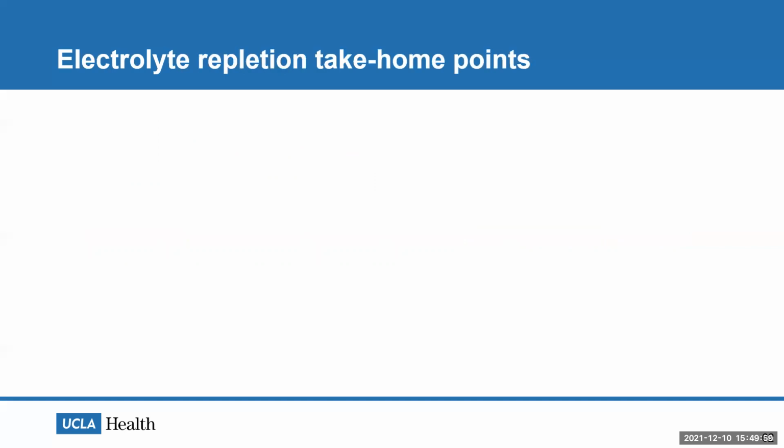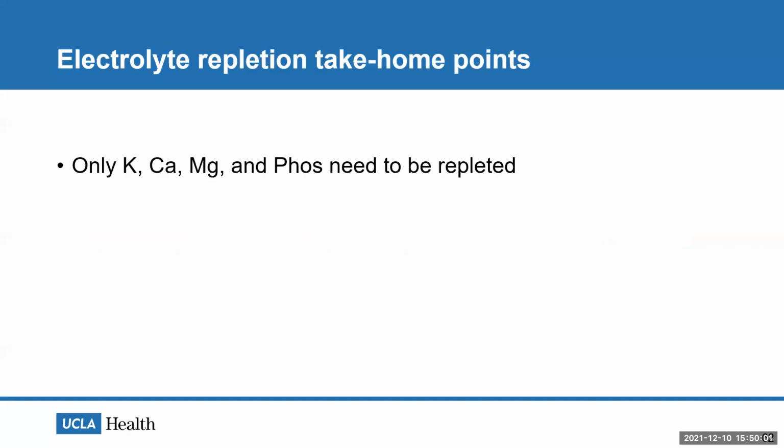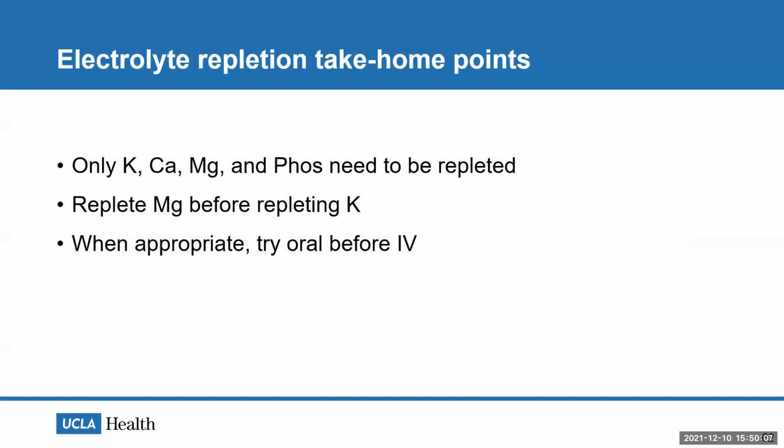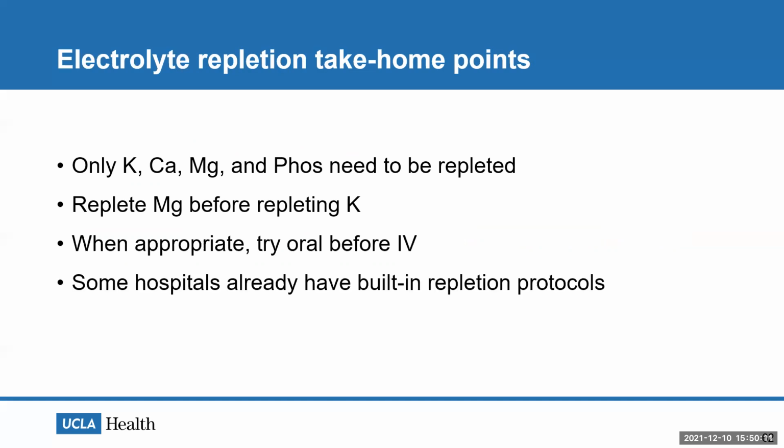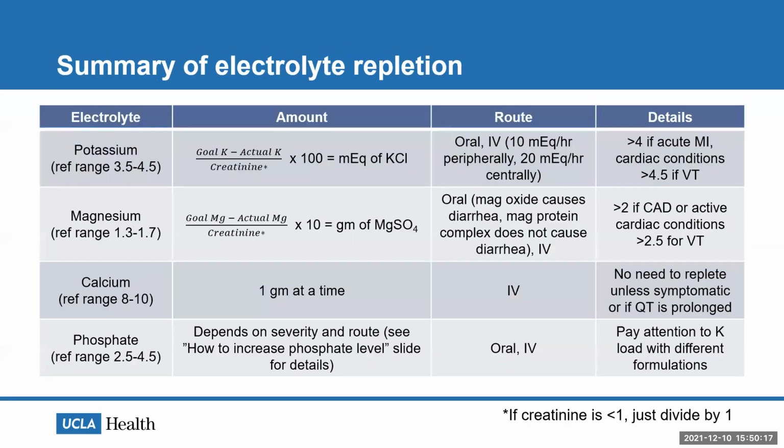So the take-home points are only potassium, calcium, mag, and phos need to be repleted. Replete the mag before repleting the potassium. When appropriate, try oral before IV due to cost and patient comfort. Some hospitals already have built-in repletion protocols, so if your hospital has that, that's great. Here's a summary of electrolyte repletion with all of the details, also a reference for you.